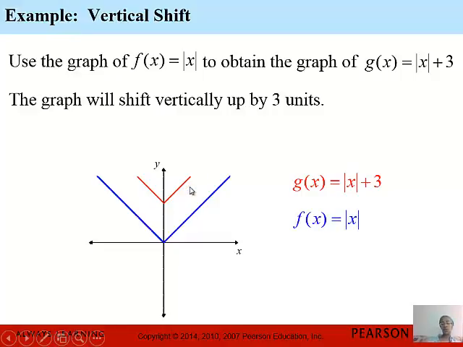And because we can only see so much of the graph, now you can only see this lower portion of the graph because you've shifted upward by 3 units. So here you can only see this lower portion of f of x.